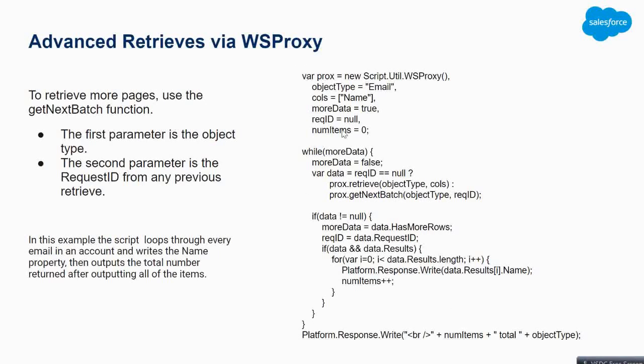In this case, if you see this code, we are fetching the emails. Okay, the email names, all the emails which are present in a business unit, or an account, you are pulling all that information. Okay, so while true, what you are doing is retrieving the data. So initially request ID is null, so proxy dot retrieve will retrieve that information for you. Okay, so first of all you will have the data.